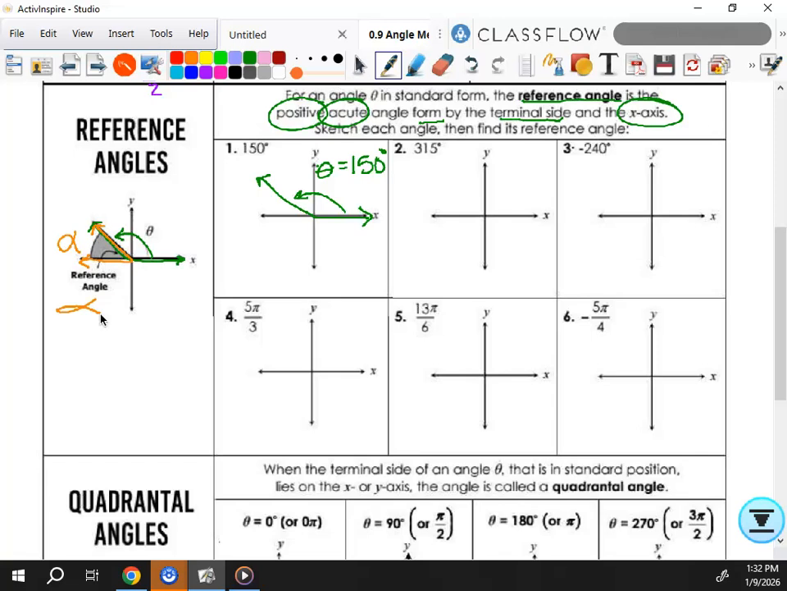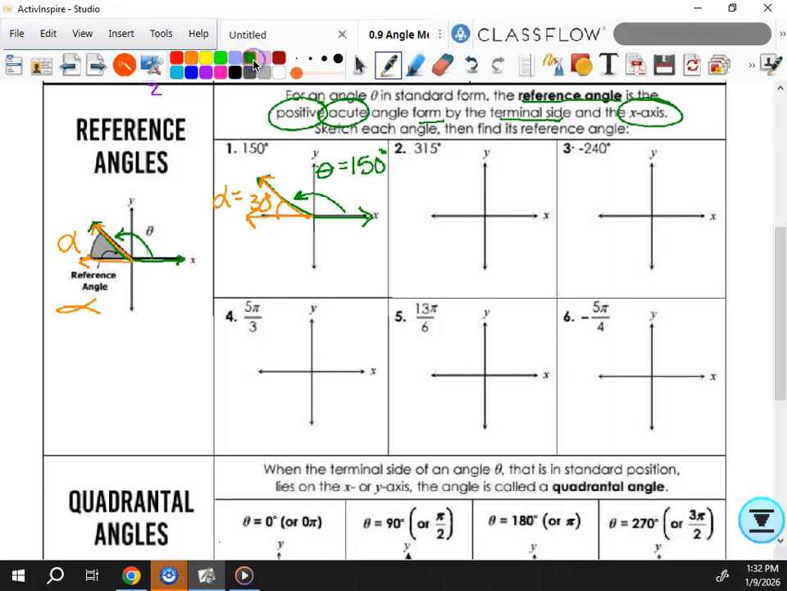Okay. So then that means that this here is my reference angle. And so here alpha would have to equal how much? 30 degrees. Because that would have to make 180, right? Any questions about that? Okay.